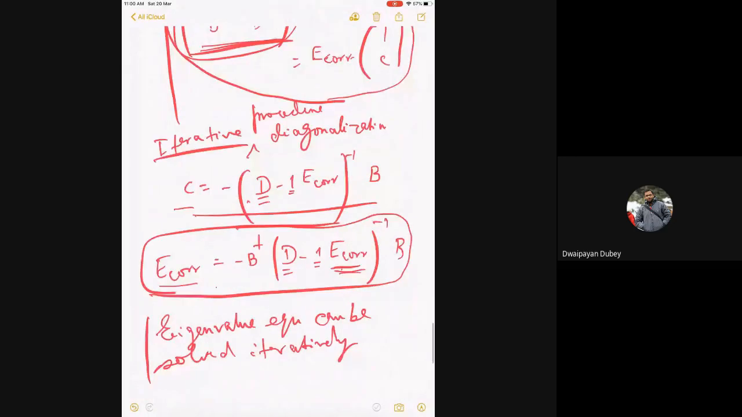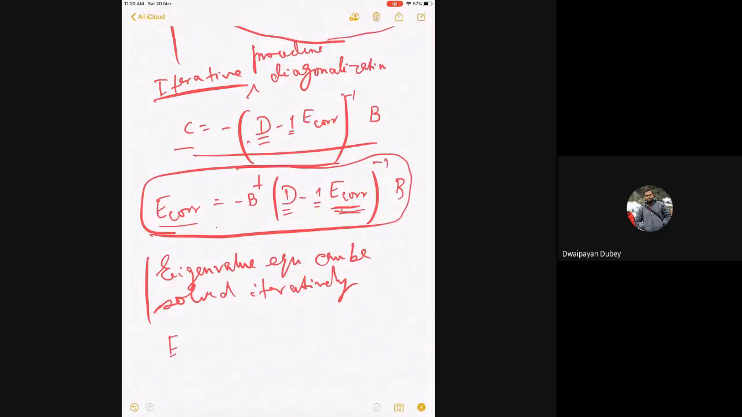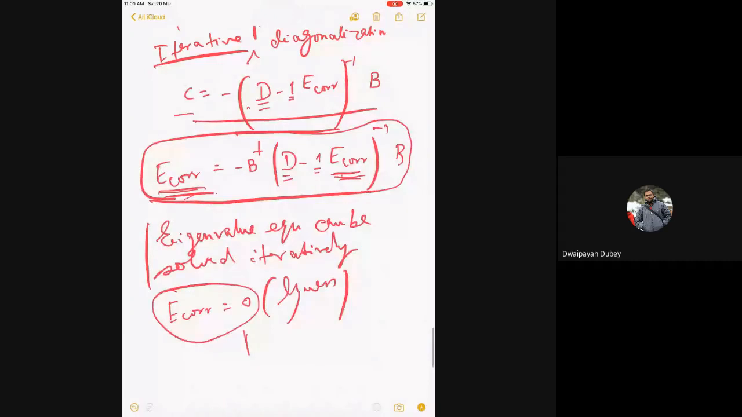And now I can solve it in an iterative manner. First assuming that E correlation is 0, I get a value of E correlation. That same E correlation goes here. Keep doing this till the values converge. So this is my initial guess. All of you know what an iterative procedure in mathematics is, right? So iteratively, I can converge at least the ground state E correlation value. This works well for the ground state because when I set E correlation equal to 0, it is actually the Hartree-Fock approximation, right? Because in Hartree-Fock, E correlation is 0. So in a way, I'm starting from the Hartree-Fock approximation and then building the correlation energy.